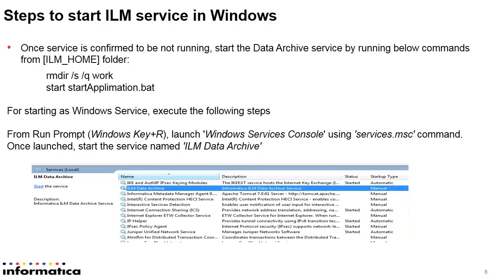Go to ILM home directory, remove the work directory by using this command: remove directory /s /q and work directory. Use the start implementation.bat script to start the implementation service. So if you need to start as a Windows service, run the prompt, launch the service.msc command. Once it is launched, you can select the ILM data archive and start the service option.